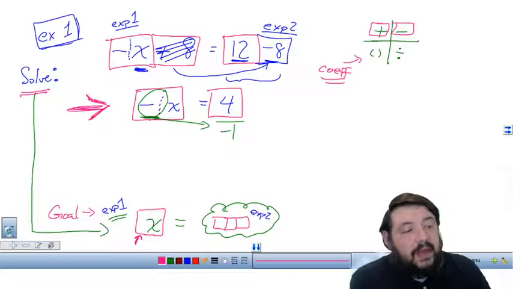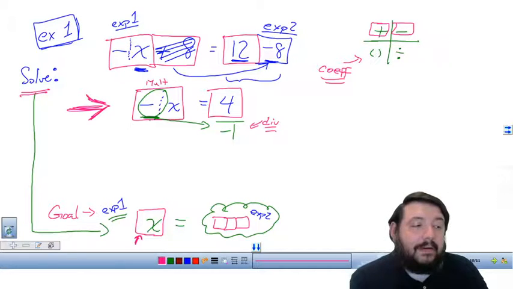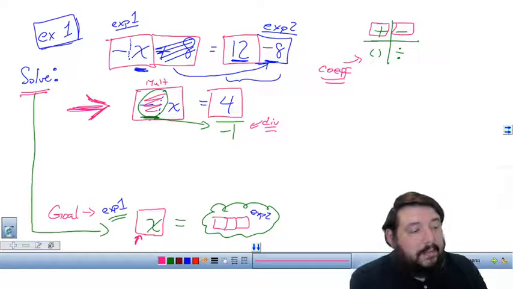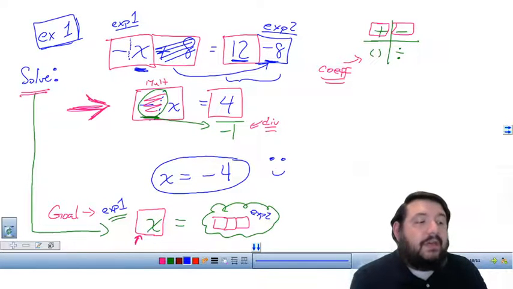So this went from being a multiplier on this side to being a divider on this side. And you see how it's on the bottom of the fraction? Just like in our pre-lesson, we learned anything that's on the bottom of the fraction counts as a divider. So now we got rid of our -1, and all we have to do is simplify. X equals 4 divided by -1, which makes -4. And there we go. That's my final answer. So that's how you can get rid of a coefficient.